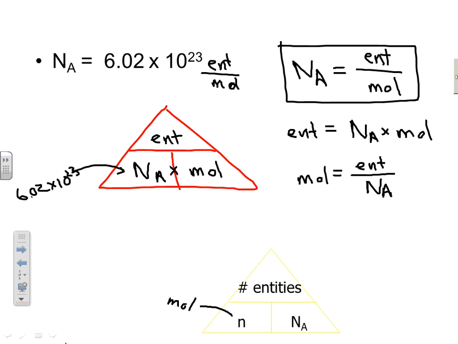Na is 6.02 times 10 to the 23 entities per mole. That allows me to get my equation: Na equals entities divided by moles. Let's do some examples. They like to use the N for moles, and entities, writing that out is just way too much. I like to use moles for moles, because that's what we're trying to find.